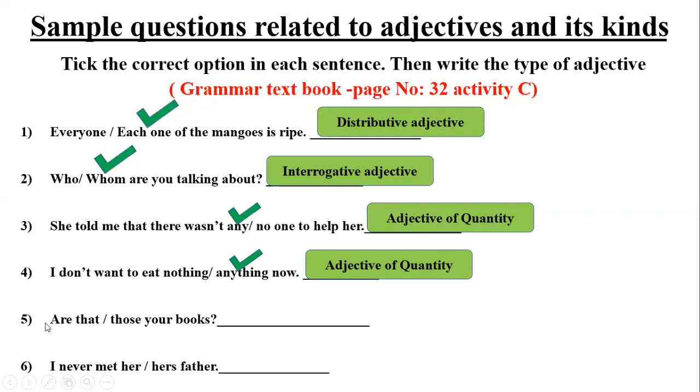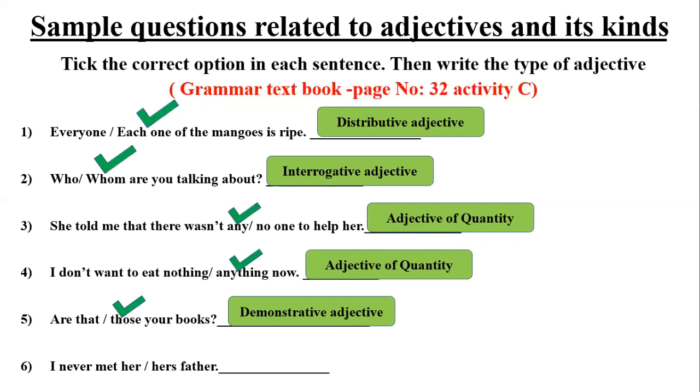Next, are that or those your books? When it is plural, are is plural, books is plural. Which word will you use, that or those? Are those your books? Are that your books is wrong. Are those your books? Those is plural. So when this, those and all, what will it be? It will be demonstrative adjective. Are those books yours is demonstrative adjective.